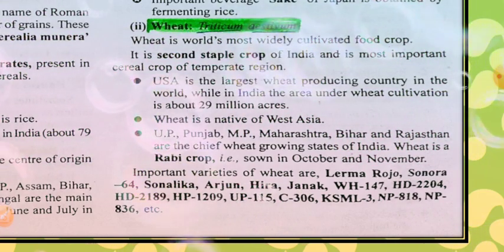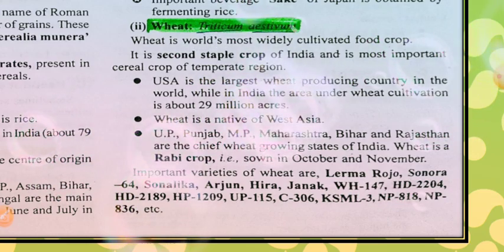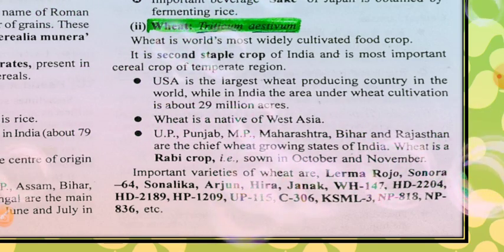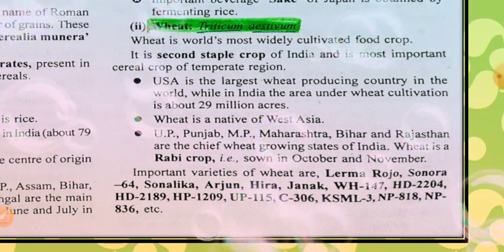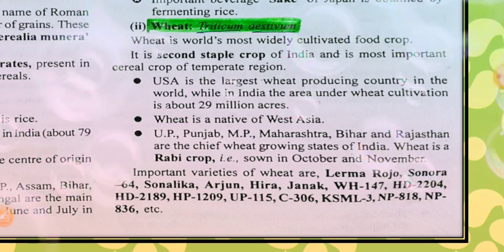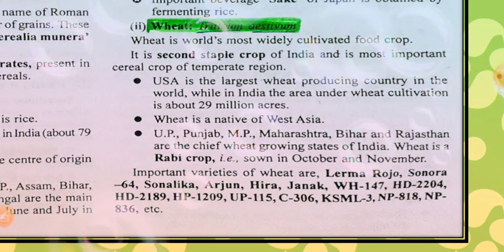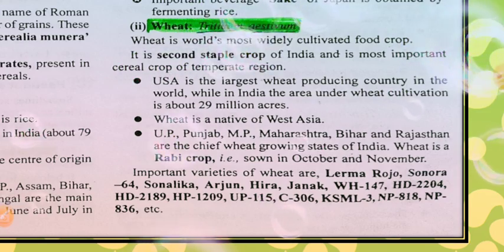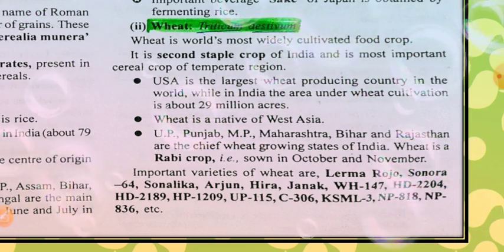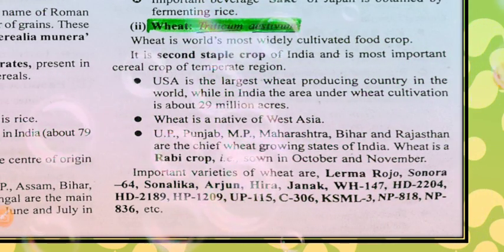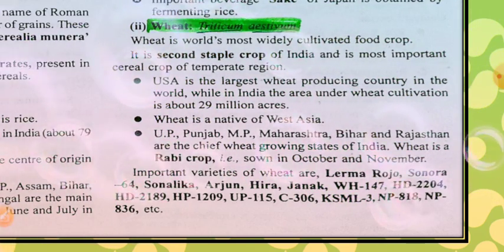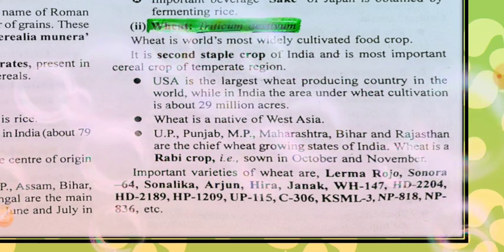Wheat is the world's most widely cultivated food crop, and this is the second staple food. The first one is rice, and the second one is wheat in India, and it is the most important cereal crop of the temperate region. The USA is the largest wheat producing country in the world, while in India the area under wheat cultivation is about 29 million acres. Wheat is a native of West Asia. UP, Punjab, Maharashtra, Madhya Pradesh, Bihar, Rajasthan are the chief wheat growing states of India. Wheat is a rabi crop, that's why it is sown in October and November.